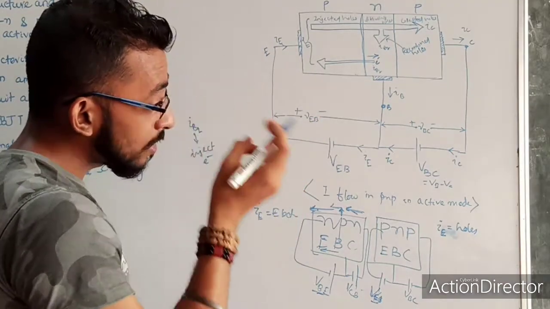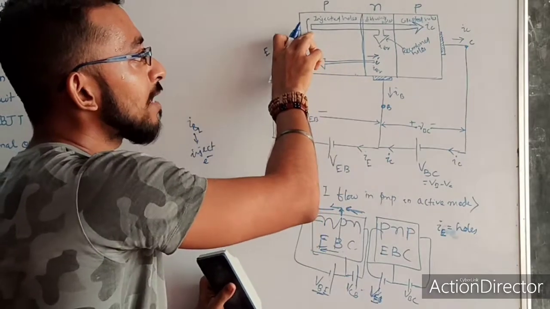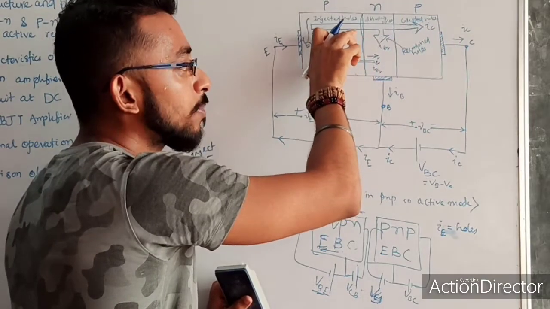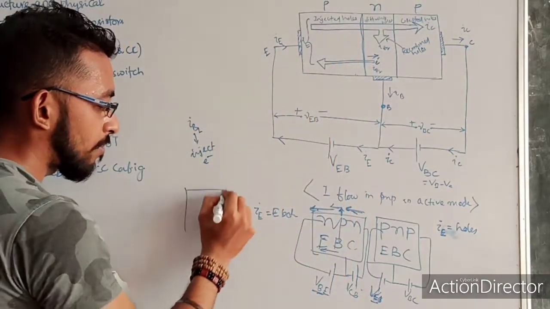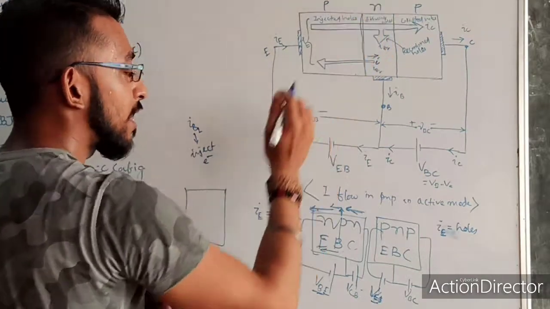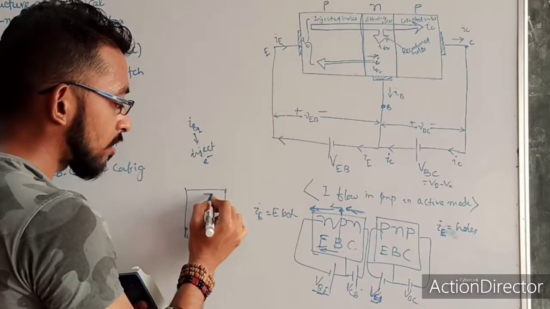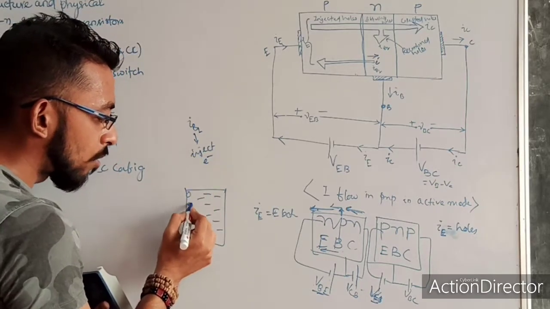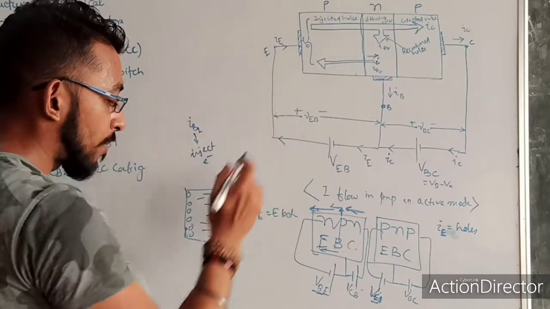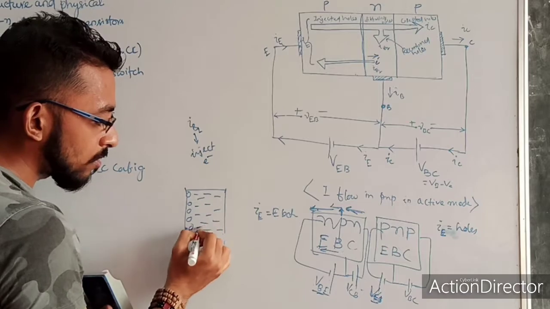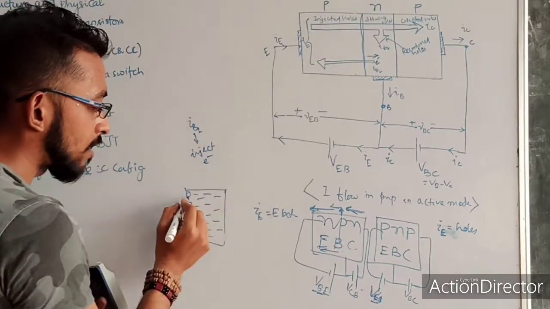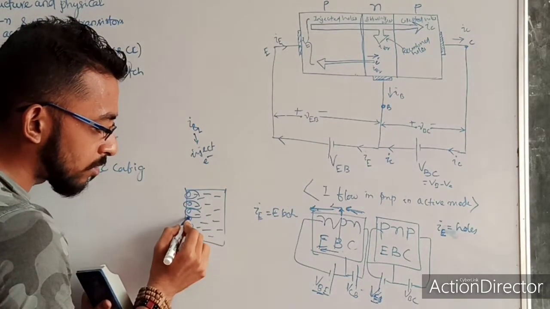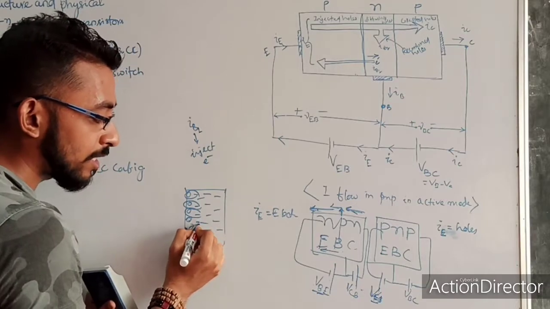In the base there is also a second component. What is that? You see, as these holes travel from emitter to the collector, they pass through the base. This is my base, meaning N, so the majority carriers are electrons. Now holes are injected from the emitter into the base. So what happens? The electrons present near the boundary will recombine with the holes coming from the emitter.